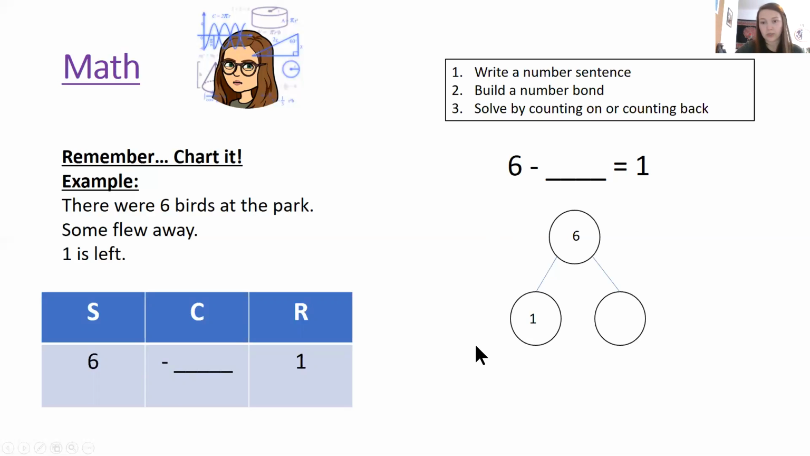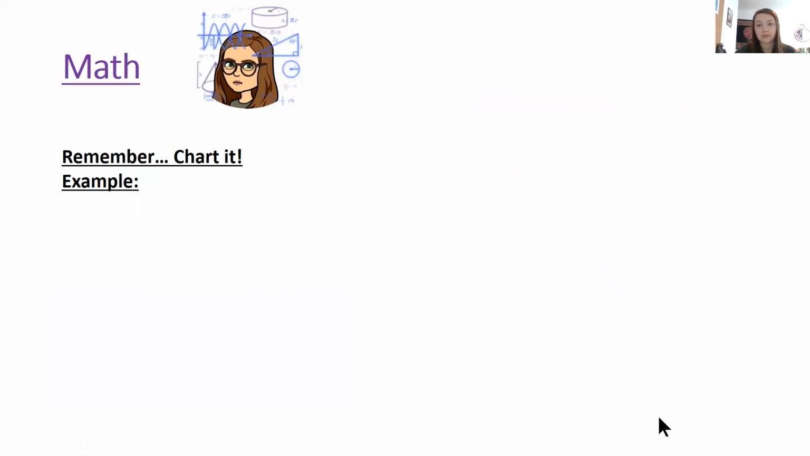So when we count on, we start at the small number or one of the parts and count on to the whole. So 1, 2, 3, 4, 5, 6. And I counted on 5 times. We can also count back, starting at the whole and going back to our part. So 6, 5, 4, 3, 2, 1. Also counted back 5 times. So that tells me that our missing part is 5. So our total complete number sentence is 6 minus 5 equals 1.